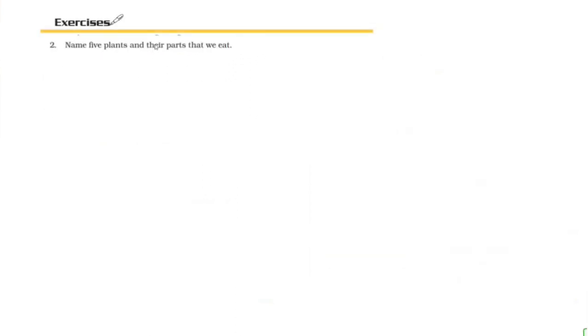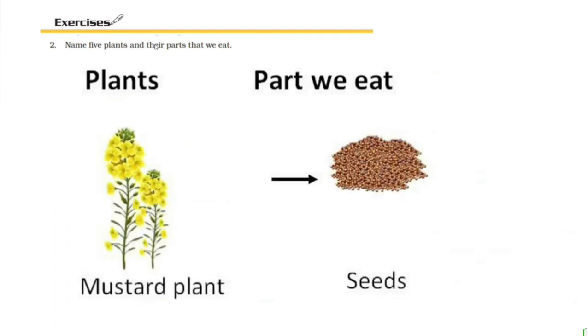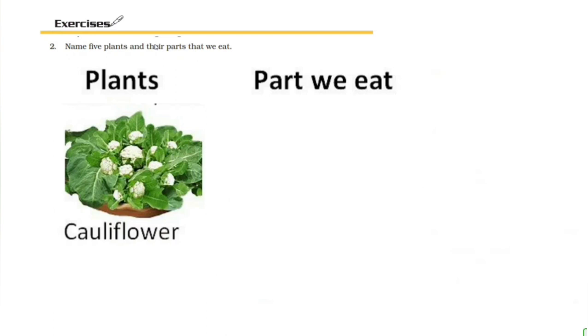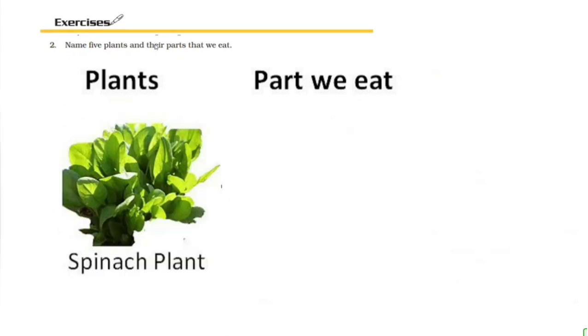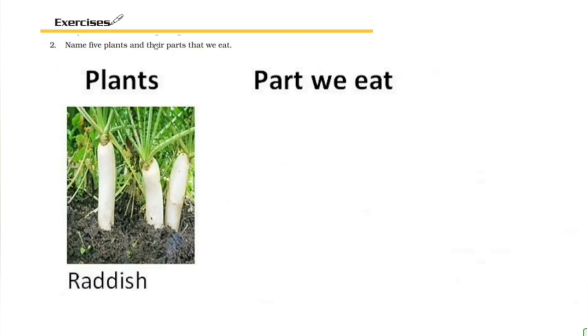Next is name 5 plants and the parts that we eat. First is mustard plant. We eat seeds, and we get oil also from the seeds, and we also put it in our dishes. Next is cauliflower. The part of the cauliflower we are eating is the flower. Next is spinach plant. Which part are we eating? Leaves. Next is sugarcane. We are eating the stem. Radish is the root.